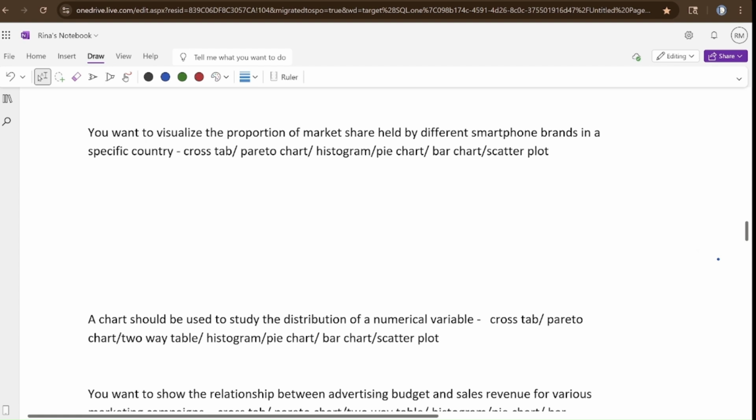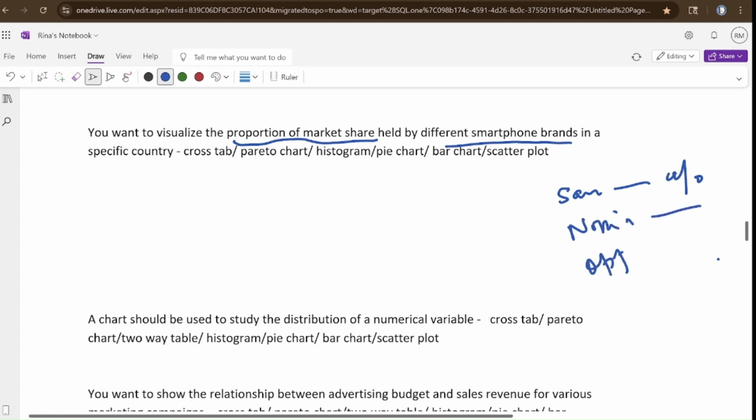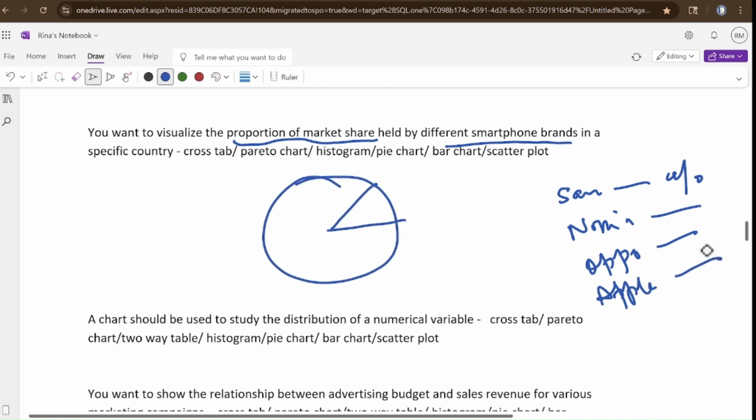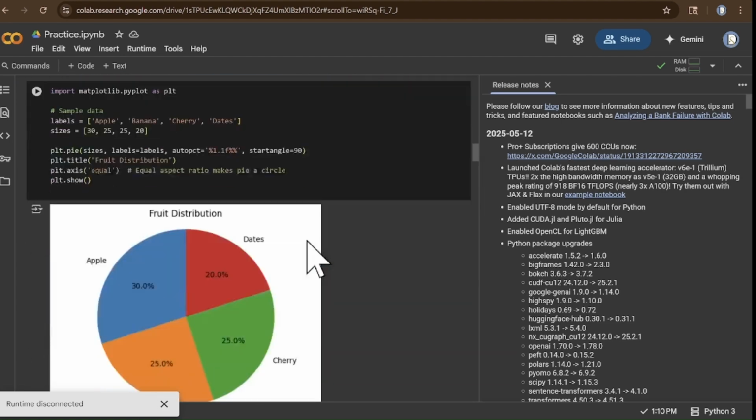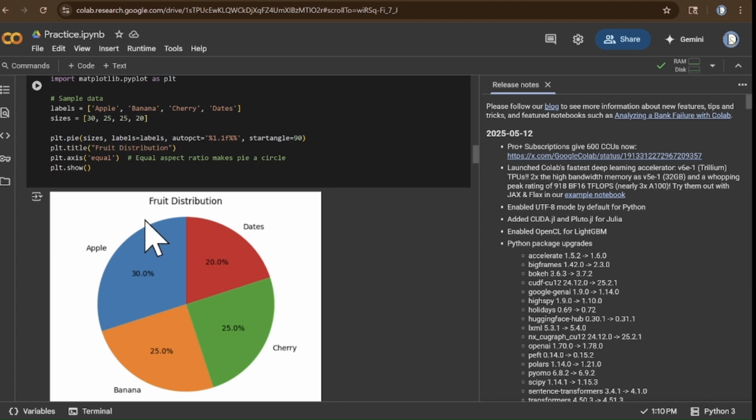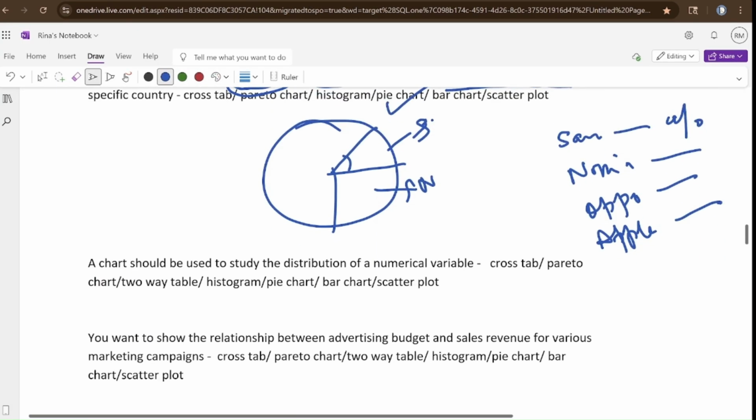You want to visualize the proportion of market share held by different smartphone brands. That means you have to tell Samsung what is the percentage, or in what proportion, and Nokia percentage, Oppo percentage, Apple percentage. Simply you can say that pie chart will help you to do that. So for proportion, your better choice is pie chart. You know how pie chart looks, I showed you earlier also. This is best to show the distribution, proportion. Fine. Let's do the next question.